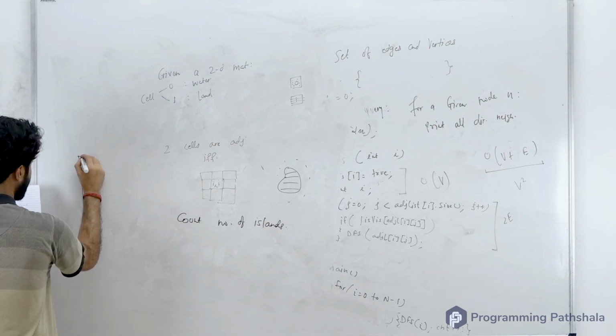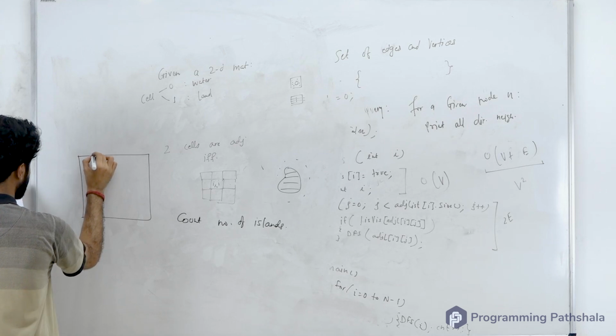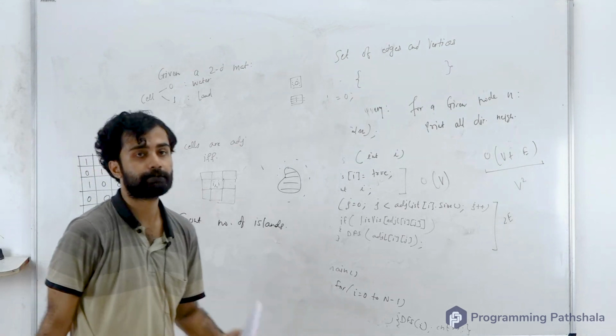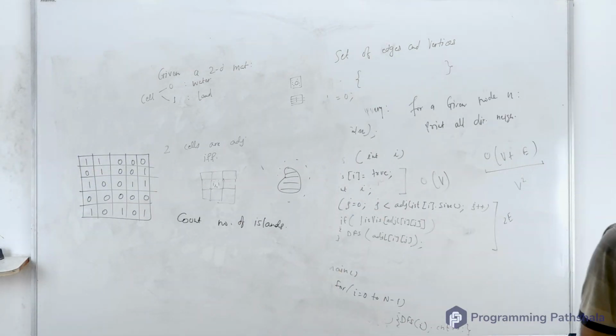Let's say I give you a matrix. So how many islands do you see over here? Just go by the definition of land and water and try to tell me how many islands are present here. Do others also see that there are 5 islands over here? So if we understand that, how do I go ahead?